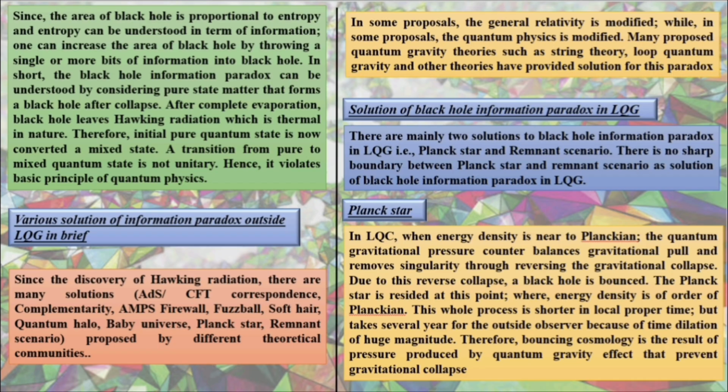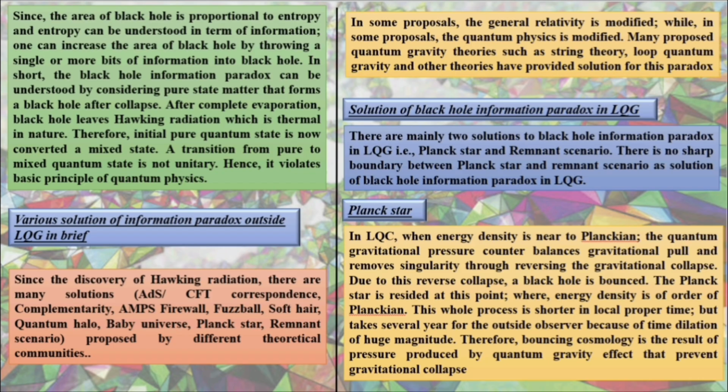Earlier, I have given various solutions of the black hole information paradox outside loop quantum gravity. There are mainly two solutions of the black hole information paradox in loop quantum gravity, that is the Planck star and the Remnant scenario. There is no sharp boundary between the Planck star and Remnant scenario as a solution of the black hole information paradox in loop quantum gravity. First of all, I will explain what a Planck star is.